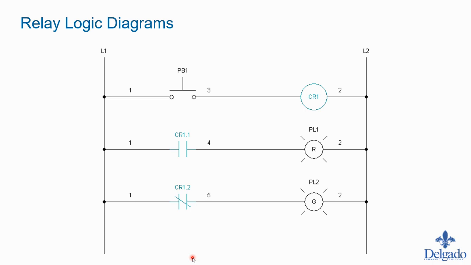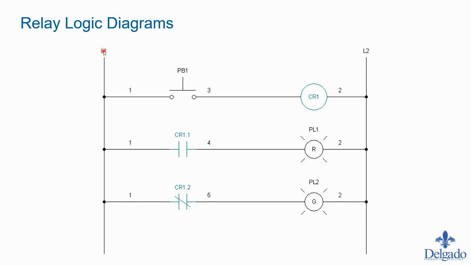But let's understand how we read this diagram. Again, we refer to this as relay logic, but you can also see it as a ladder. The reason they call it a ladder is because it looks like a ladder. We have our two rails of the ladder and then our rungs of the ladder. So each one of these lines we'll call a rung, and these are our rails. We typically have a positive rail and a negative rail.